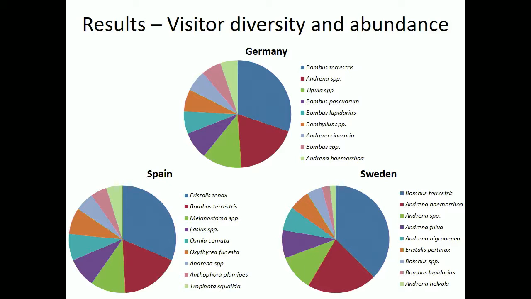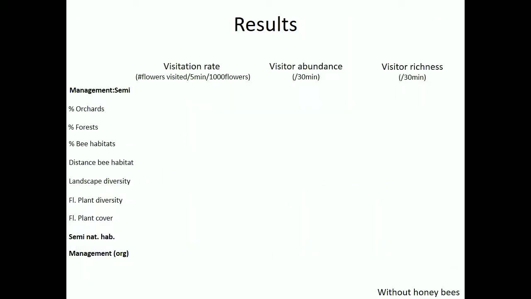Now, I did the analysis of the visitor diversity and abundance only with wild species. We're going to look at the visitation rate, visitor abundance, and visitor richness, and these are the variables that were included in the model. What I was really interested in was the interaction between management and semi-natural habitats, so with AES type within 50 meters of our plantations, and then the same variables on their own. But here you have landscape variables: orchard, forest, bee habitat, the distance to bee habitat, the landscape diversity, and this is a vegetation diversity and cover.